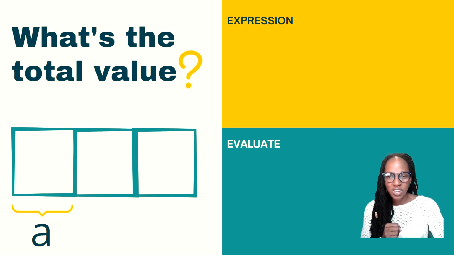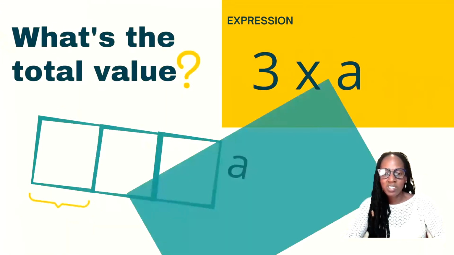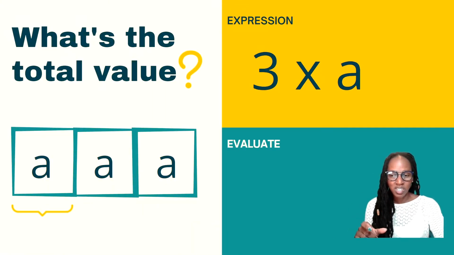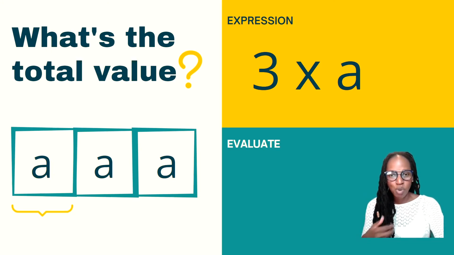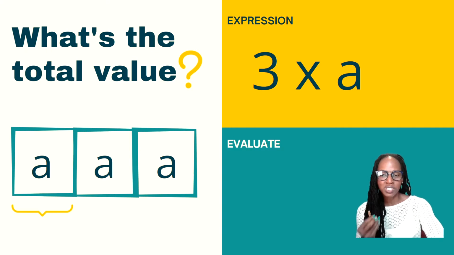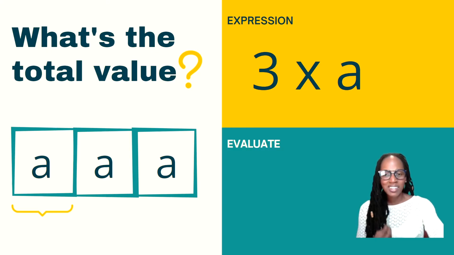If I was evaluating that, I would do the same thing that I did in my last example. I will consider that each unit has a value of A. So my expression would be 3 times A, or I could do A plus A plus A. But a more efficient way to write it would be 3 times A. Now, I can't exactly evaluate this expression because I don't know the value of A, so at this point I can only write an expression.